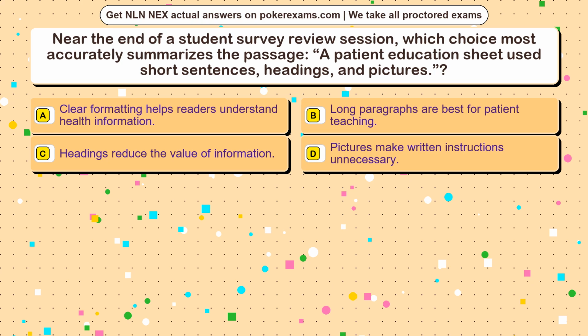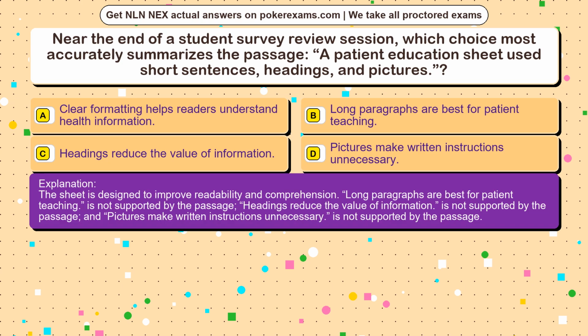The correct answer is option. The sheet is designed to improve readability and comprehension. Long paragraphs are best for patient teaching is not supported by the passage. Headings reduce the value of information is not supported by the passage, and pictures make written instructions unnecessary is not supported by the passage.